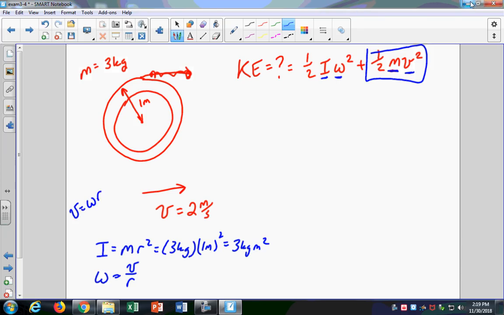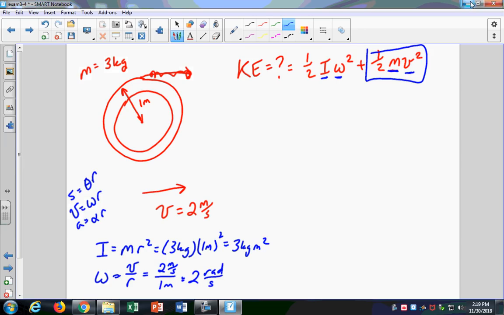V is equal to omega R, S is equal to theta R, and A is equal to alpha R. I just multiply the rotational quantity by the radius. So omega is V over R. That's going to be 2 divided by 1, 2 meters per second over 1 meter. So that's 2 radians per second.